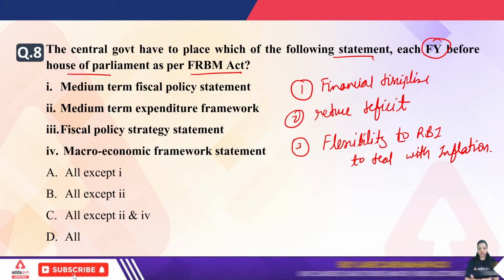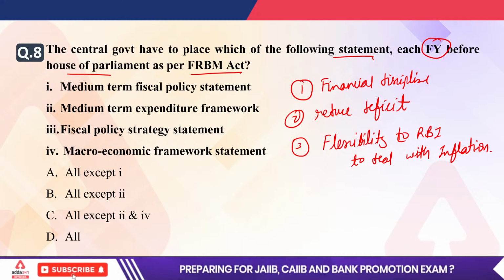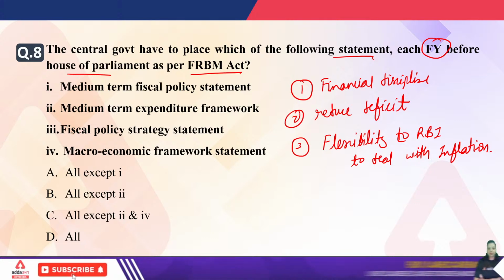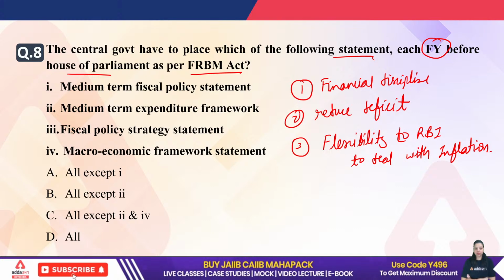Eighth is C. Everyone is saying that is all except fourth. All except second and fourth. Okay. Eighth is C and D. We are getting two options. That is C and D. Okay.